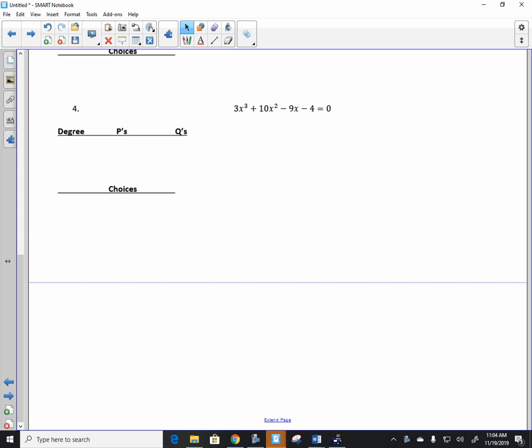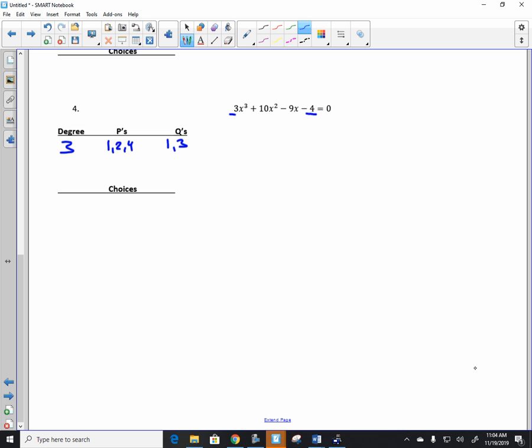Gens. Fortunately, we have this awesome thing called the rational roots theorem. Rational roots theorem says, let's look at the degree identified as 3. So we know we're going to have 3 solutions. And then I identify my P's and Q's so I know my choices. What are the P's? 1, 2, and 4. I look at the factors of the last number. After I look at factors of the last number, I look at factors of the leading coefficient, and I get 1 and 3. So the choices are each of the P's divided by each of the Q's.